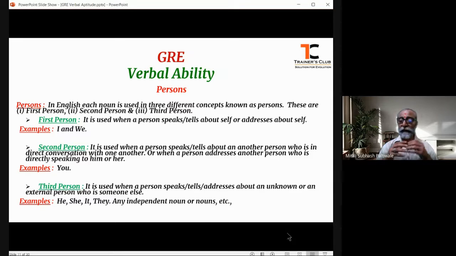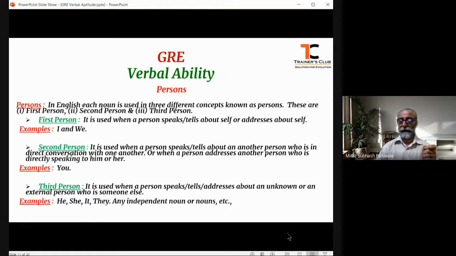So here again, in third person, we have to keep in mind that there is one more thing added. Here in third person, we come across gender. In grammar, there are only three genders: masculine gender, feminine gender, and neuter gender. But now, with the latest developments and corrections that have been made, there are four genders. The fourth gender is the transgender, right?